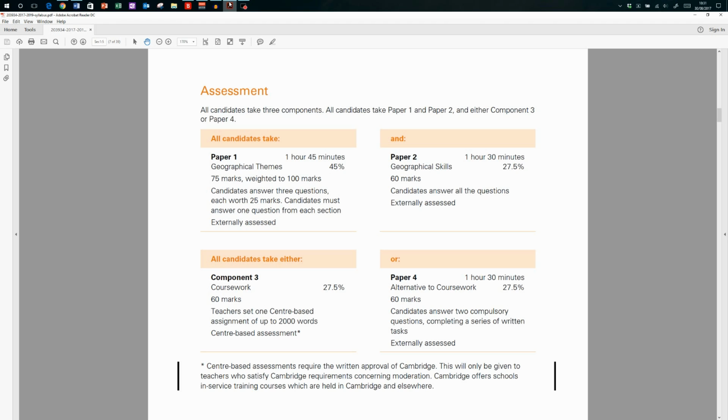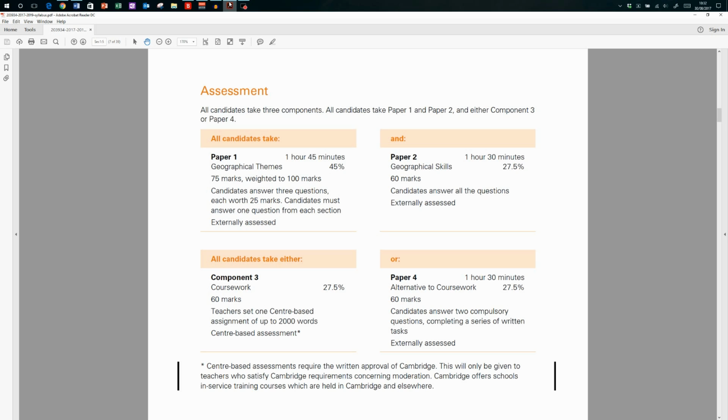Now, if you're looking at the screen over here, you'll be able to see that we are looking at the CIE assessment criteria. If you're a student studying CIE, you're likely to be doing two of these different forms of assessment, compulsory, and then, depending on what your school chooses, you could do component 3 or paper 4. We're going to be talking today about the component 3 part.